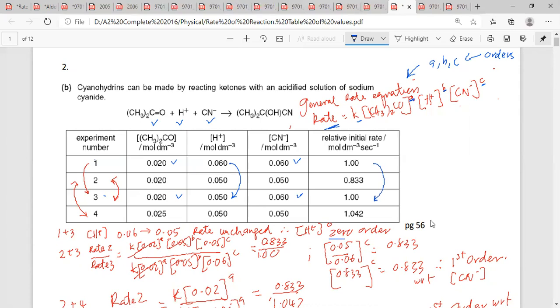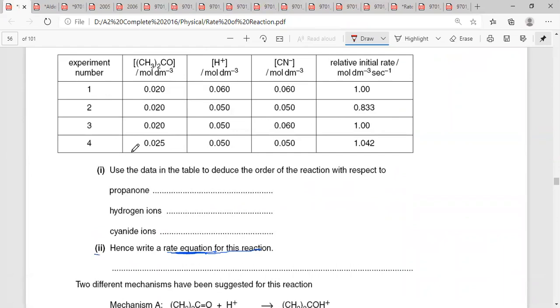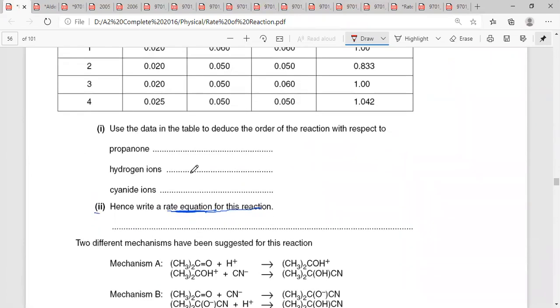So I must state the rationale. Comparing experiments 1 and 2, the H plus concentration changes from 0.06 to 0.05 and the rate remains unchanged. That means H plus is zero order. You must say this because they ask you for the rationale later, even if the question doesn't say so here.